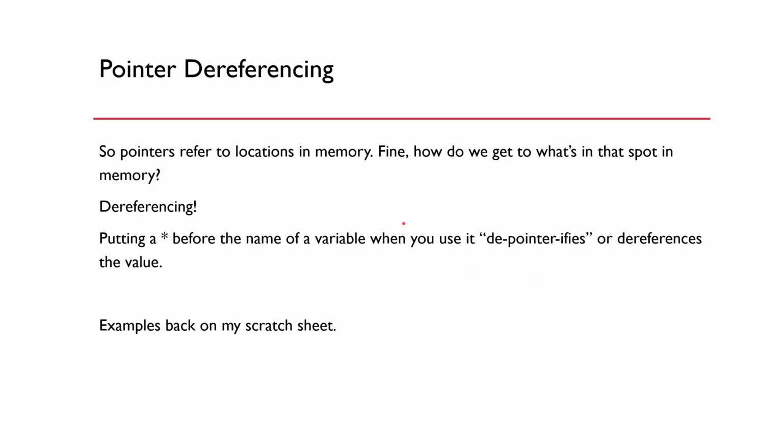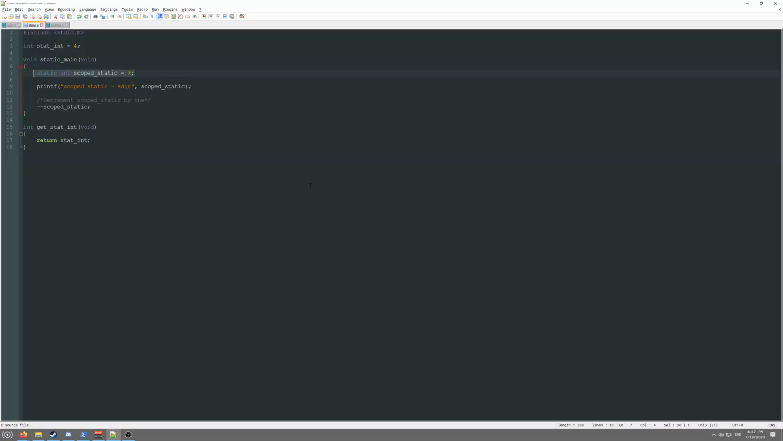So, pointers refer to locations in memory, but how do we work with what's actually stored there? That's kind of the important part here, no? This is what dereferencing is for. Putting a star before the name of a variable when you use it dereferences it, or depointerifies the value. We have the scratch work over here where we will actually show that.